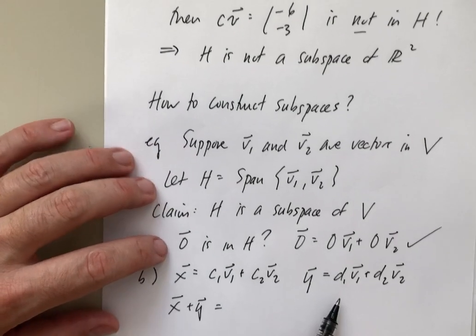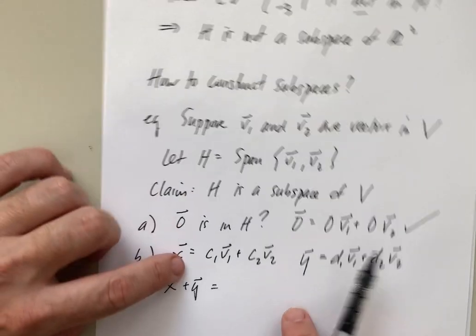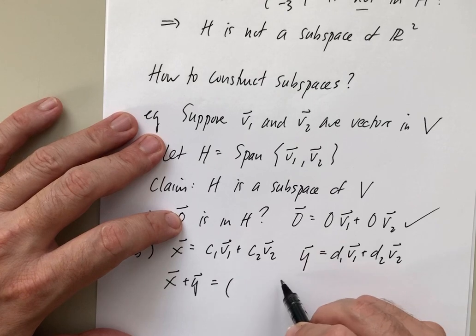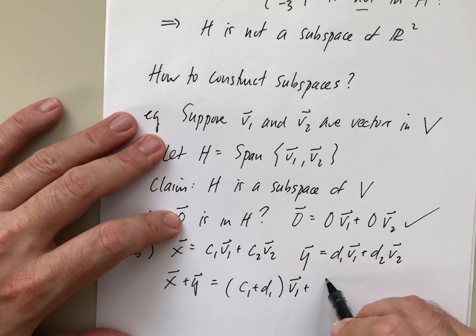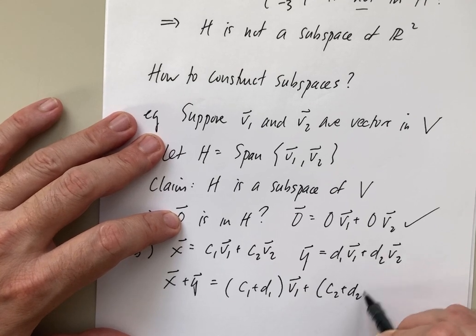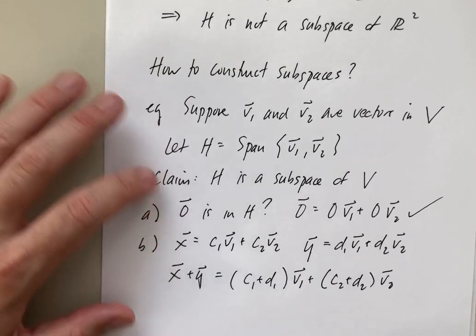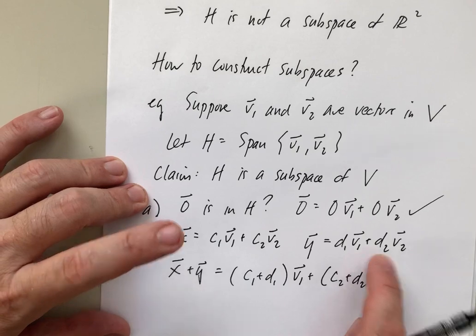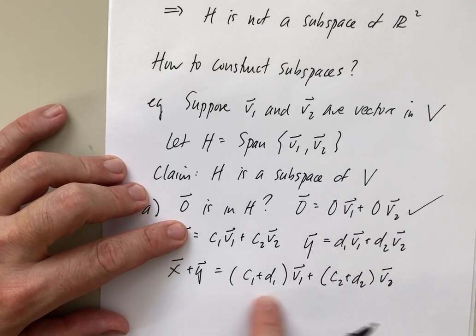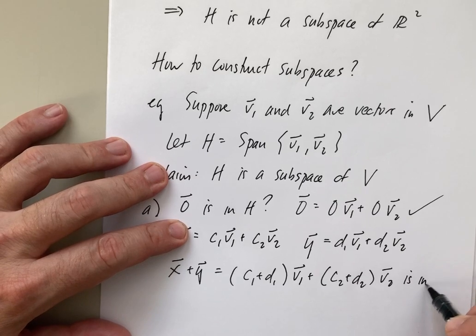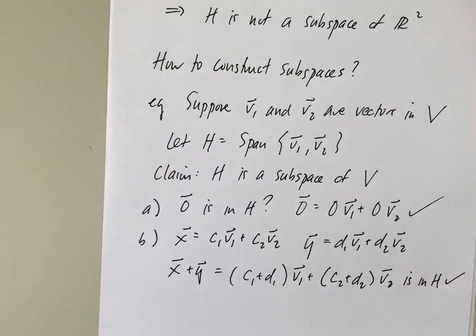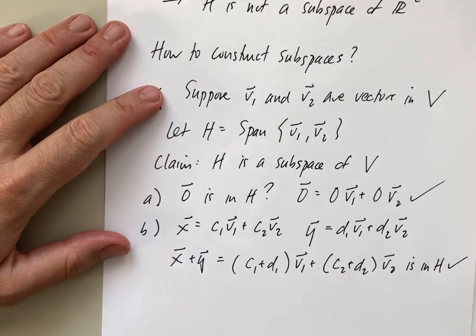And what happens when I take the sum, x plus y? Well, this is something we've also seen in our exam 1 prep. If I take the sum of these two vectors, what do I get? Well, I get c1 plus d1 times v1, right, by collecting terms. Then I get c2 plus d2 times v2. And so what you see is that the sum of these two vectors that I chose from H is again a linear combination of v1 and v2. So this means this is still in H. That's good news, right? That the sum of two vectors in H stays in H.